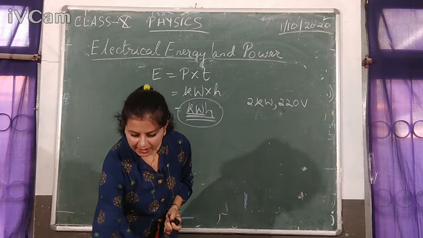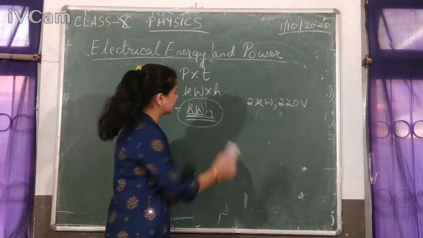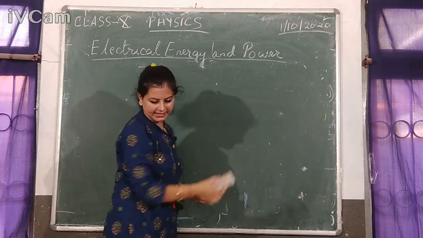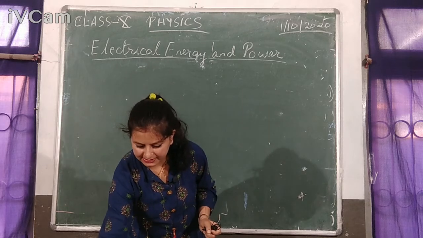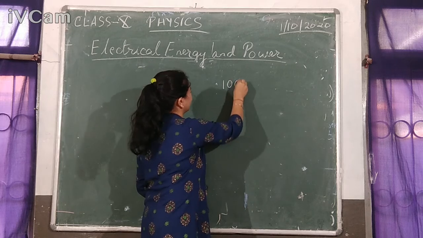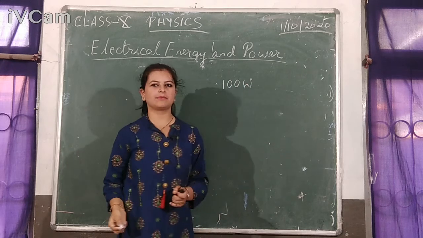Okay. Now, let's go to power rating of some general appliances. Okay, some electrical appliances. Like suppose you have a bulb of rating 100 watt. Of course, nowadays we don't use a bulb of 100 watt.